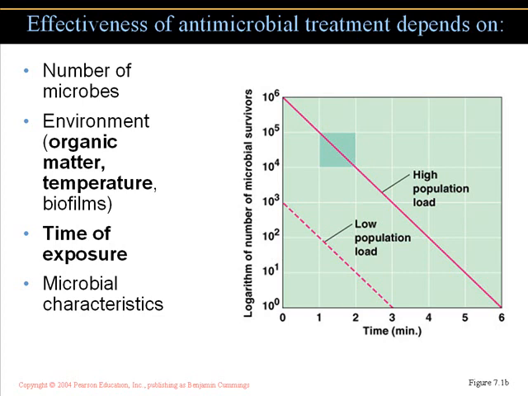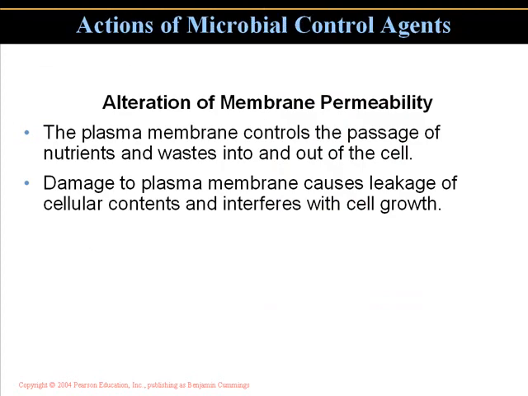So effectiveness in antimicrobial treatment depends on the following: number of microbes; environment, whether it's organic matter, whether there's temperature involved, certain types of biofilms that may actually slow down the process of killing; the time of exposure, how long the agent has contact with the microorganism to be able to destroy it; and then the microbial characteristics. Obviously, some bacteria, as you've already learned, have protective coatings. If they're an endospore and they're exposed to certain disinfectants, it may not even affect the microorganism. The same applies if you're using heat and you have a microorganism that can live at extreme heats, then it may not affect its growth pattern at all. So again, it will depend on the characteristics of those microorganisms.